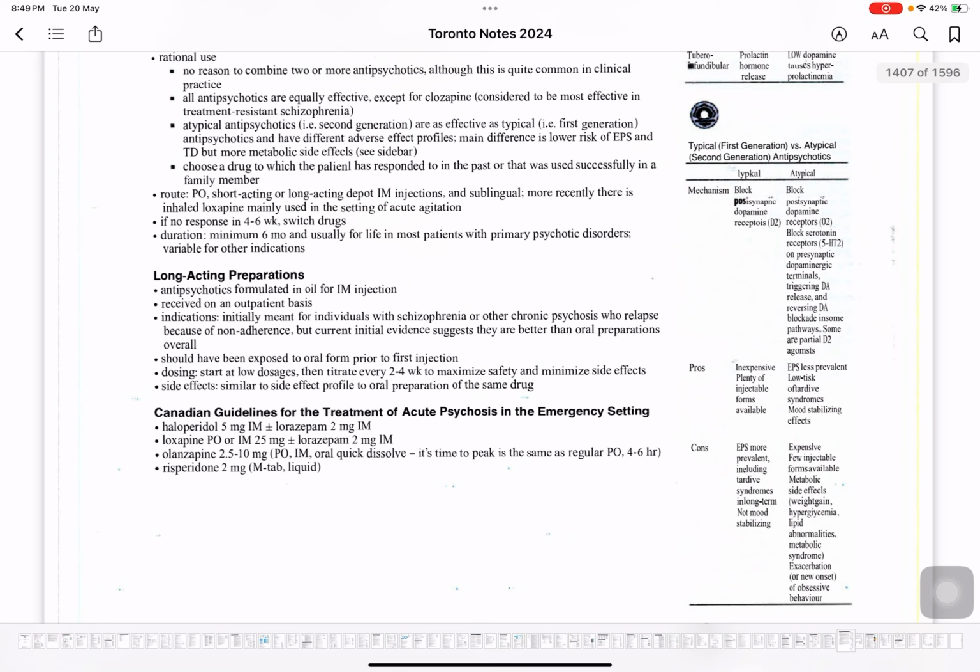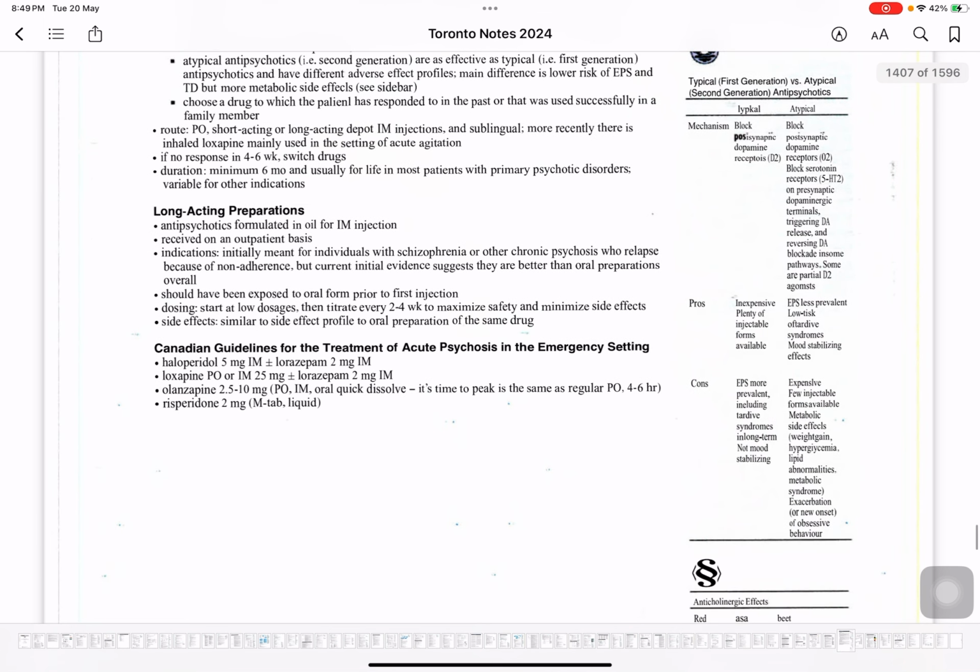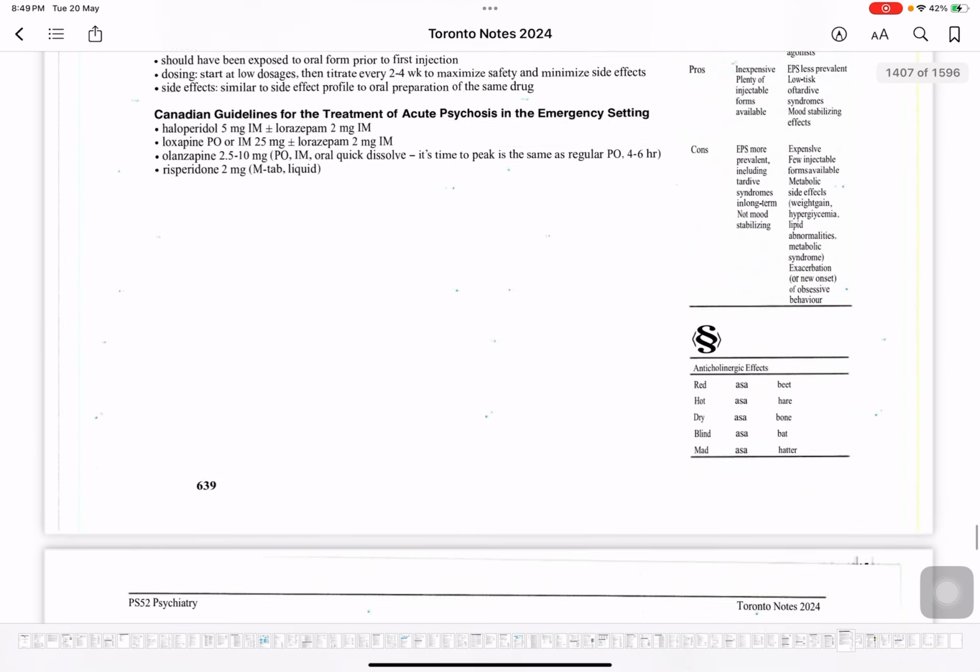This is basically a question they will definitely ask you about antipsychotic medications or psychiatric management in ER settings as well. Olanzapine 2.5 to 10 milligram per oral, IM, or oral quick dissolve. Its time to peak is the same as regular per oral, 4 to 6 hours. Okay, so you give 2.5 up to 10 milligram max of olanzapine. Risperidone 2 milligram M-tab or liquid. Okay, so medications used are haloperidol, lorazepam, loxapine, olanzapine, and risperidone. Write them down, learn them by heart. This is very important. Okay, moving on.